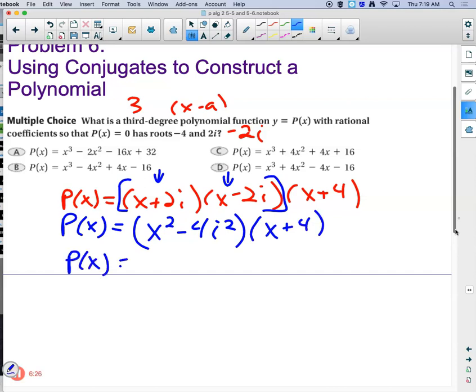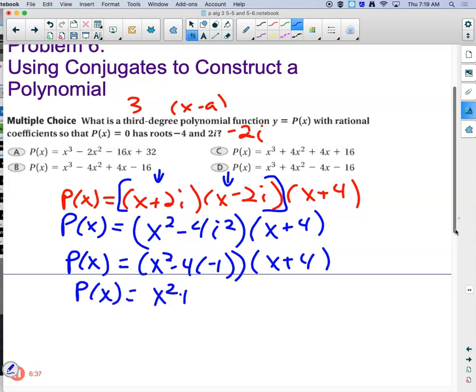Now, we have to recognize that i squared is -1. And of course, that's going to change a sign here. So p of x will equal x squared plus 4 times the quantity x plus 4. And then one more time with FOIL, since we've eliminated all those imaginary components.